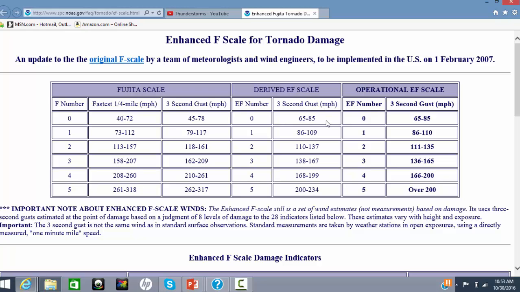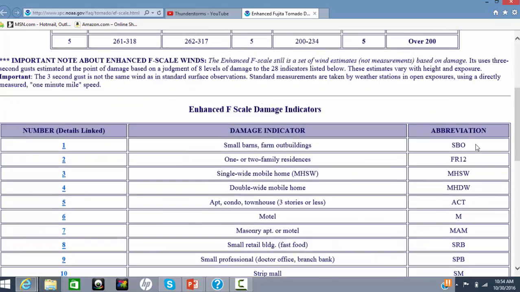Actually, let's go over to the operational scale here. It's almost the same. An EF0 tornado is going to have a whirling wind speed between 65 and 85 miles an hour. You can go on up and see here, an F5 has a whirling wind speed of over 200 miles an hour. Now, how do we determine if a tornado is an F0 up to an F5? Well, this is how we do it down here.